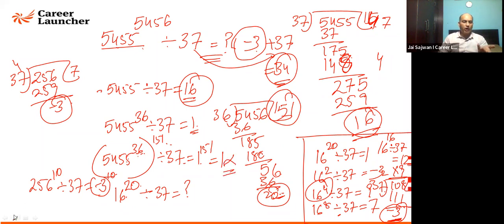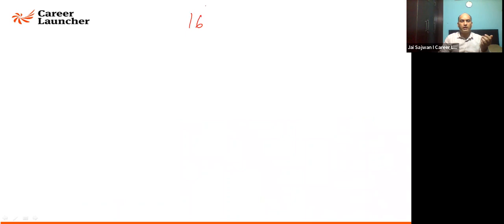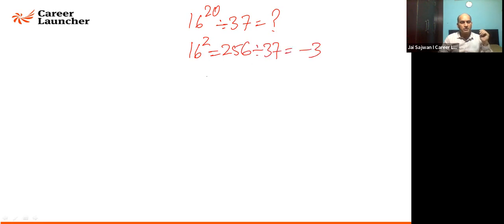So overall, if you ask me what is to be found out in this whole question, the only thing that I need to find out is 16 to the power of 20 divided by 37. What is the remainder? Fine. This is what I wanted to find out. I know 16 square is 256. When I divided by 37, if I'm not wrong, remainder was coming out to be minus 3.